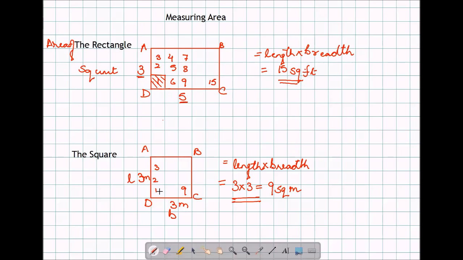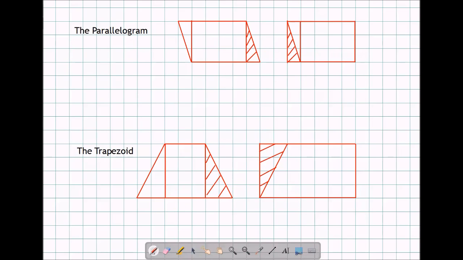Now let's go to another kind of polygon, a special quadrilateral, a different kind of quadrilateral. That's a parallelogram. Let's call the parallelogram ABCD.